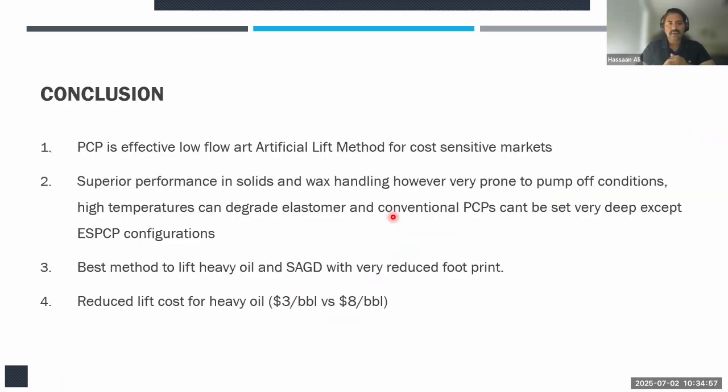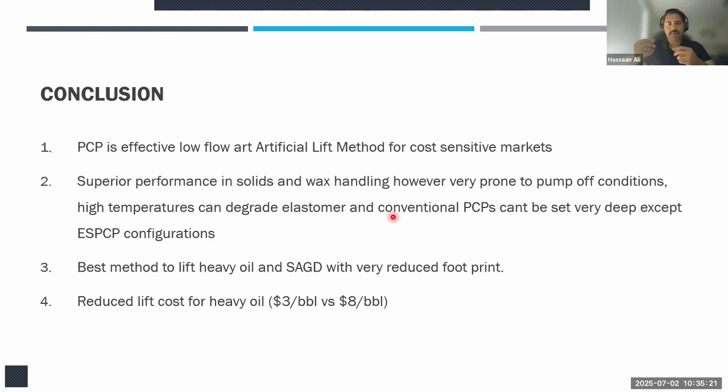So I think with this, this was a lot of information. I want to conclude this with a very concise slide on the PCP. So PCPs are really effective method, low flow artificial lift method for cost sensitive markets. They are primarily used onshore. That means land use only, but there are some applications for offshore uses as well.